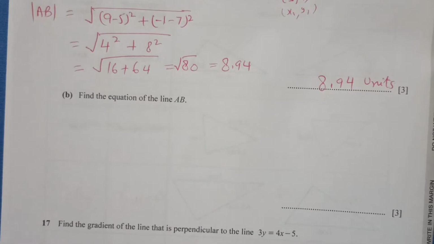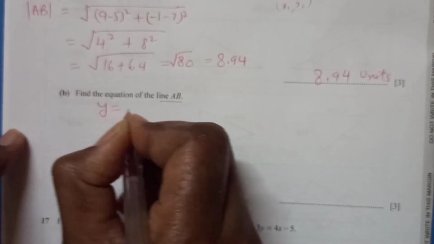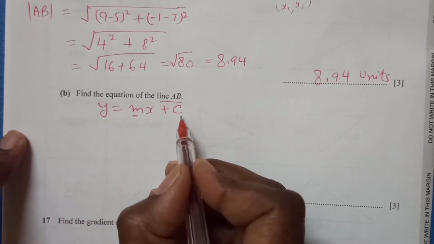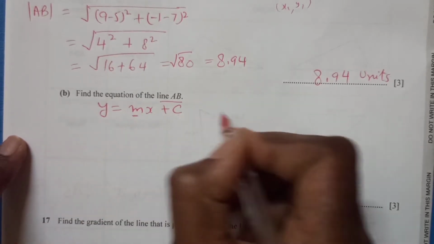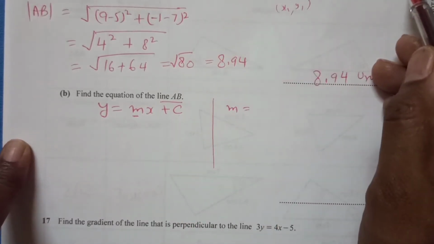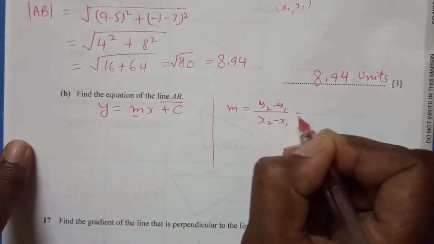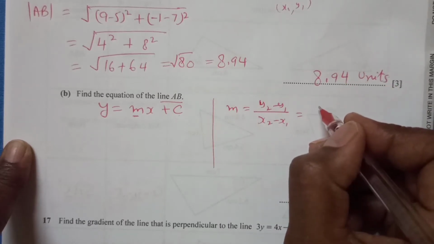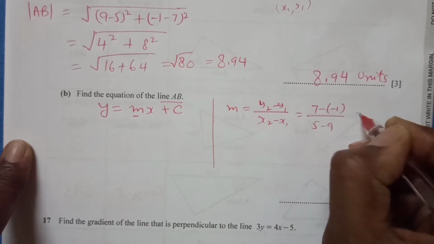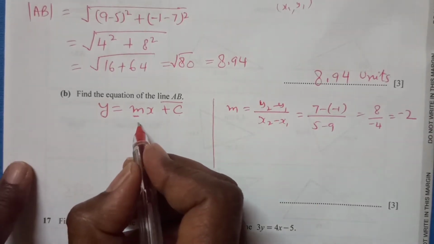Now part B, find the equation of the line AB. So for the equation of the line AB, the general form of a line is y equals mx plus c, where m is the gradient and c is the y-intercept. So for that we have to calculate these ones. Slope can be calculated as y2 minus y1 over x2 minus x1, change in y over change in x. So that will be 7 minus negative 1 and then 5 minus 9. So this is 8 over minus 4, which is negative 2. So m is negative 2.